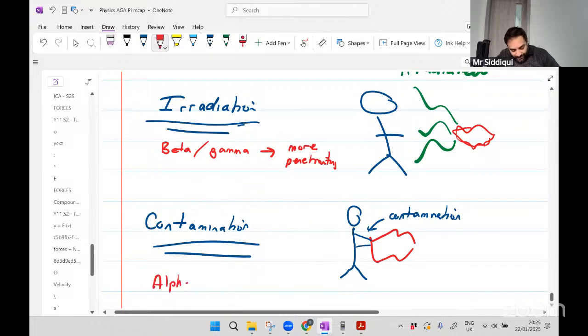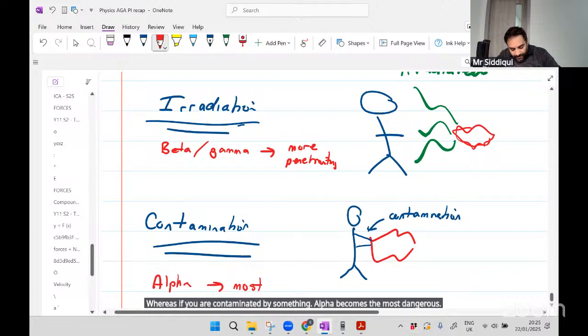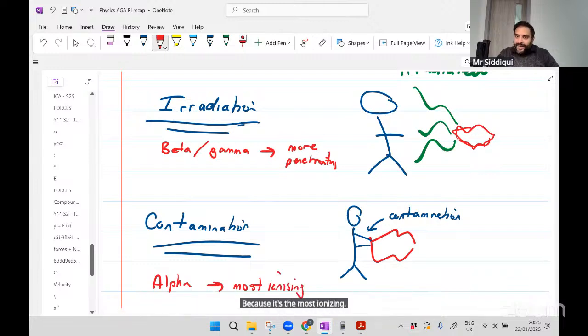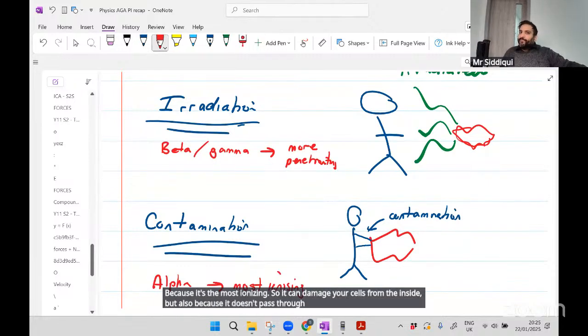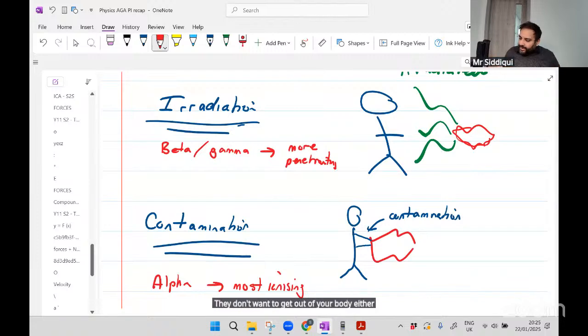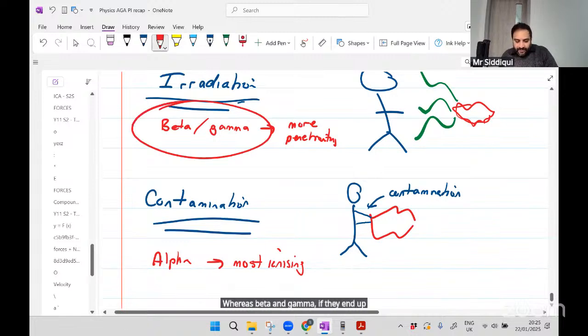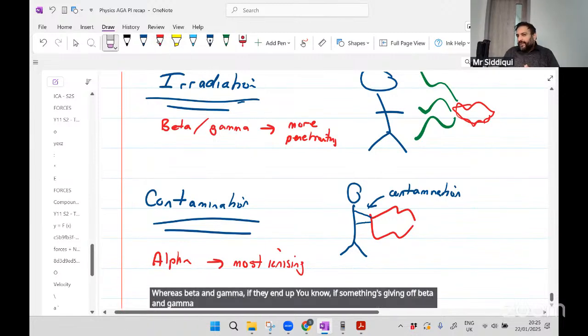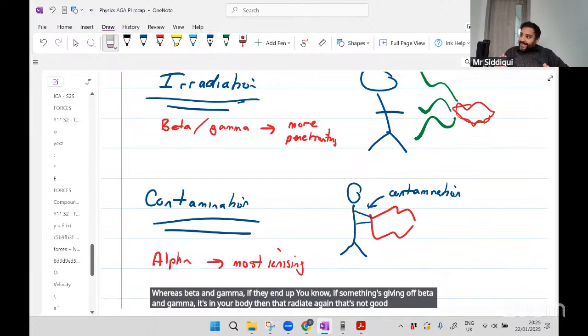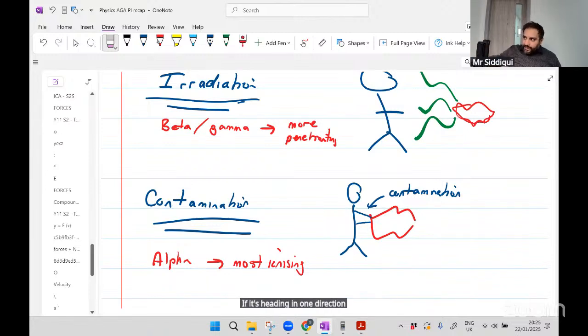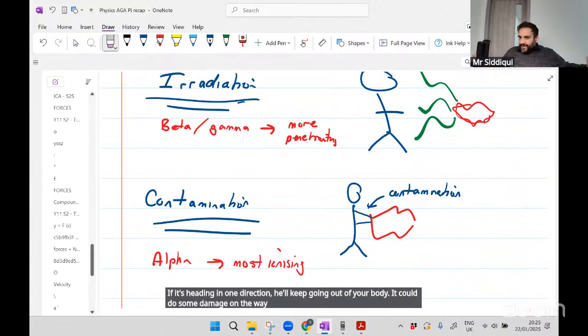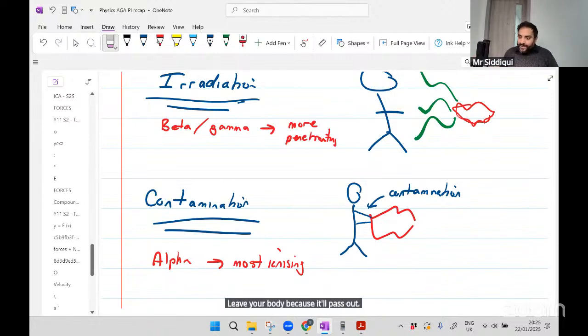alpha becomes the most dangerous because it's the most ionizing. So it can damage your cells from the inside, but also because it doesn't pass through stuff easily, it's not going to get out of your body either. It's all going to be stuck in your body, bouncing around and damaging loads of things. Whereas if something's giving off beta and gamma and it's in your body, that's not good, but at least the radiation is likely to pass out of your body. If it's heading in one direction, it'll keep going out of your body. It could do some damage on the way, but it will leave your body. Whereas alpha won't, and alpha causes loads of damage in a small area.